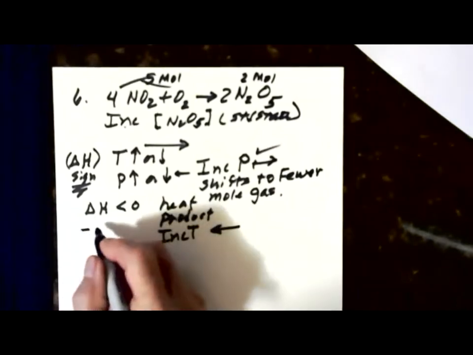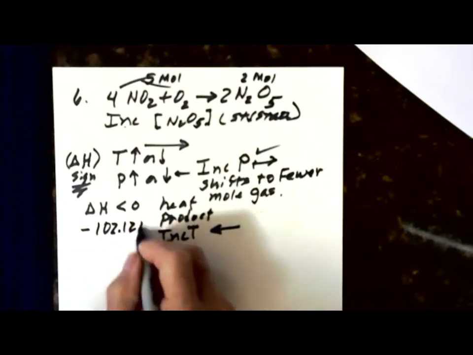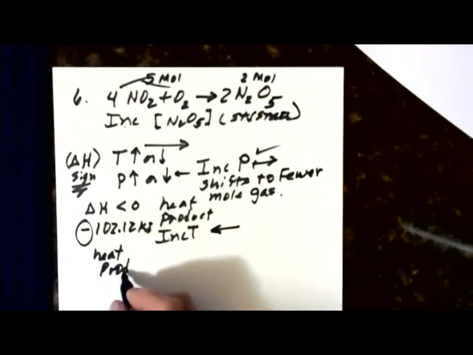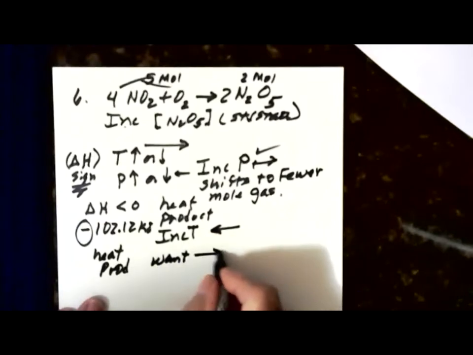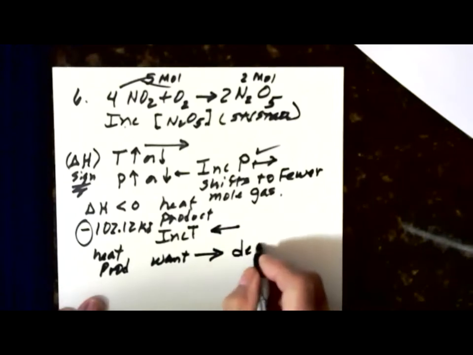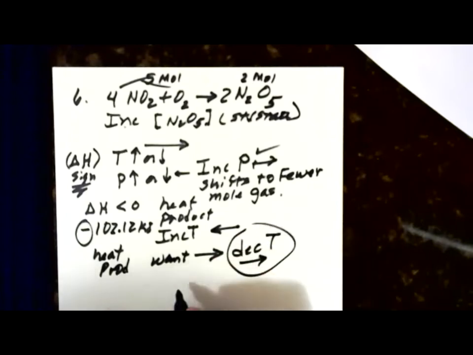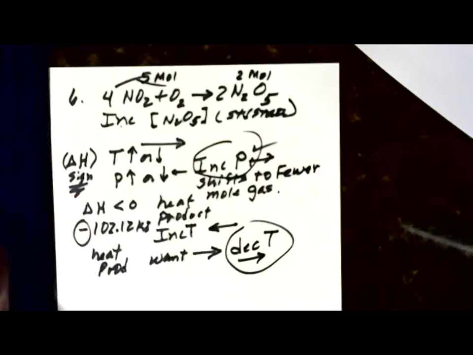Delta H was minus 102.12 kilojoules. So minus means heat is a product. If heat is a product, it shifts left. We want a right shift. So if I increase the temperature, it shifts left. I want to decrease the temperature, so it will shift toward the right. So I want to increase pressure and decrease temperature. And that logically should be the correct answer.